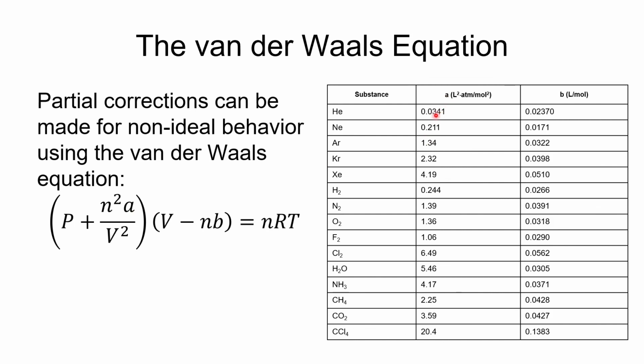So for helium, the attractive forces are really weak, so we get a very small number. As we increase the size of the molecules, the intermolecular forces will increase, and so we get some pretty significant numbers with things like CO2 and carbon tetrachloride. So a takes into account the attractive forces. b takes into account the size of the molecules, and so we subtract this term from the volume, and that will give us an accounting for the size of the molecules. As this number gets larger, the size of the molecule starts to become important. Now, these numbers are determined from experiment, and so these are what we call semi-empirical numbers.